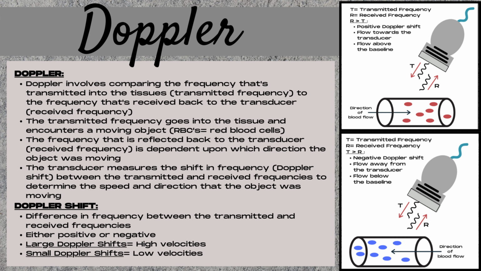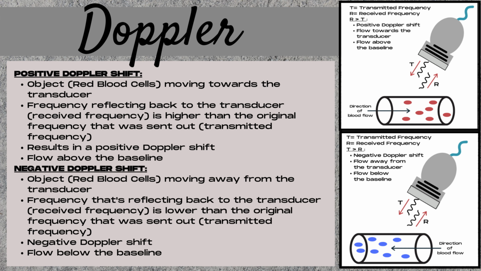And this is known as the Doppler shift. This is the difference in frequency between the transmitted and the received frequencies. And a Doppler shift can be either positive or negative. When there's a large difference between the transmitted and received frequencies, this is known as a large Doppler shift, and this represents high velocity flow. And when there's a small difference between the transmitted and received frequencies, this is a small Doppler shift, and this represents low velocity flow.